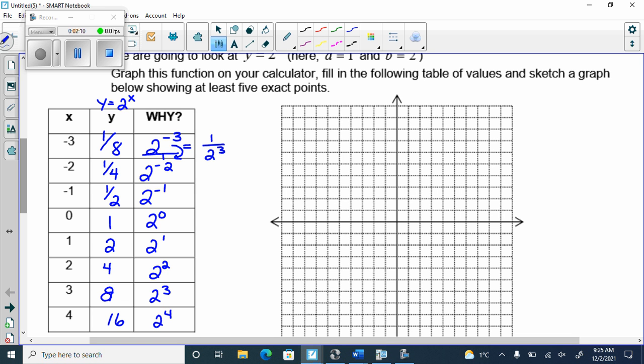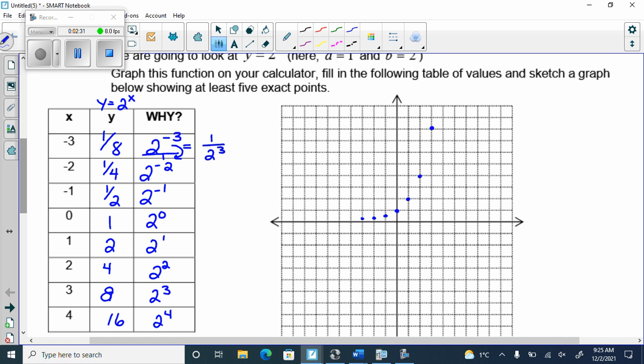My brain played tricks. Okay, let's plot it. So we have negative 3 and 1/8, really close. We have negative 2 and 1/4. We have negative 1 and 1/2. 0 and 1. 1 and 2. 2 and 4. 3 and 8. Then we ran out of room.